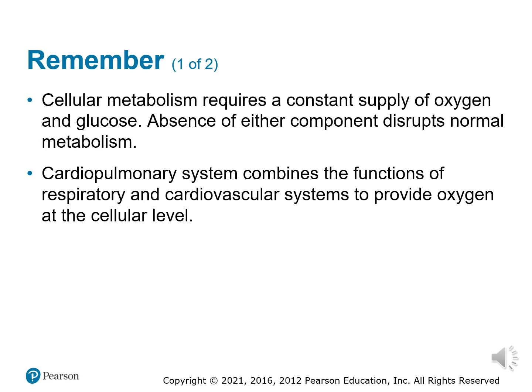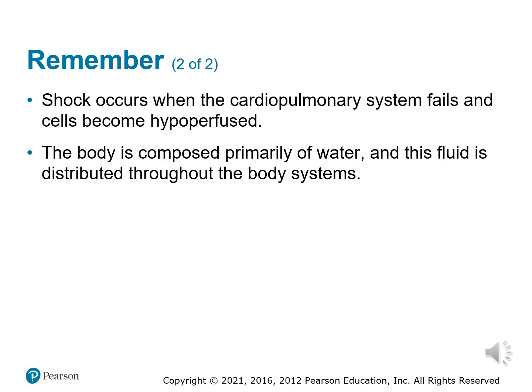Remember that cellular metabolism requires a constant supply of oxygen and glucose. Absence of either of these components disrupts normal metabolism. The cardiopulmonary system combines the function of the respiratory and cardiovascular systems to provide oxygen at the cellular level. Remember that shock occurs when the cardiopulmonary system fails and the cells become hypoperfused. The body is composed primarily of water, and this fluid is distributed throughout the body's systems.